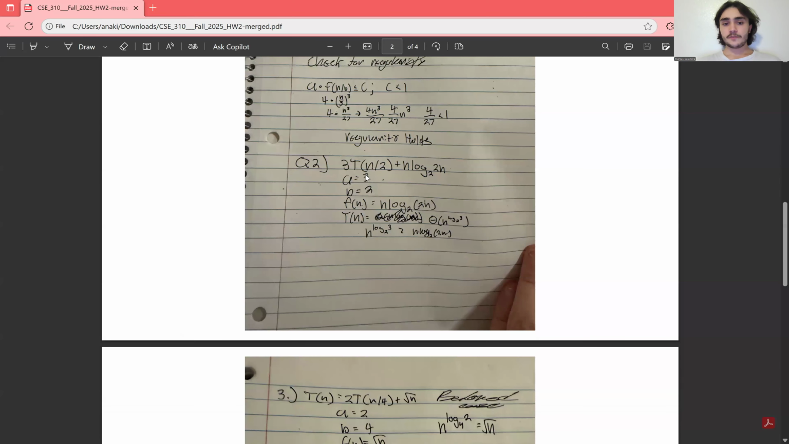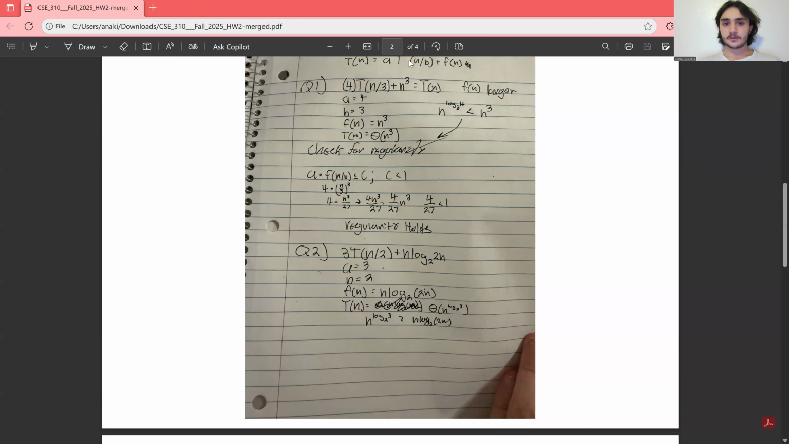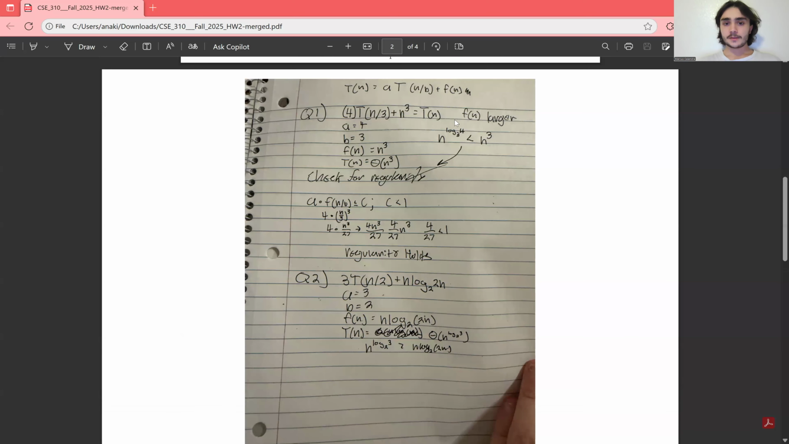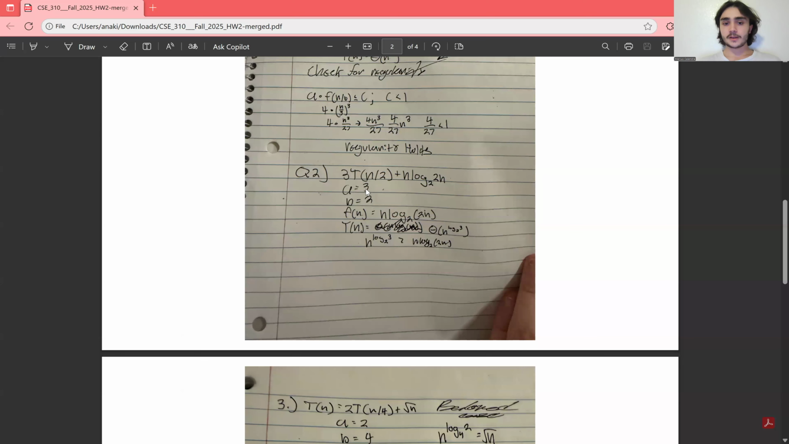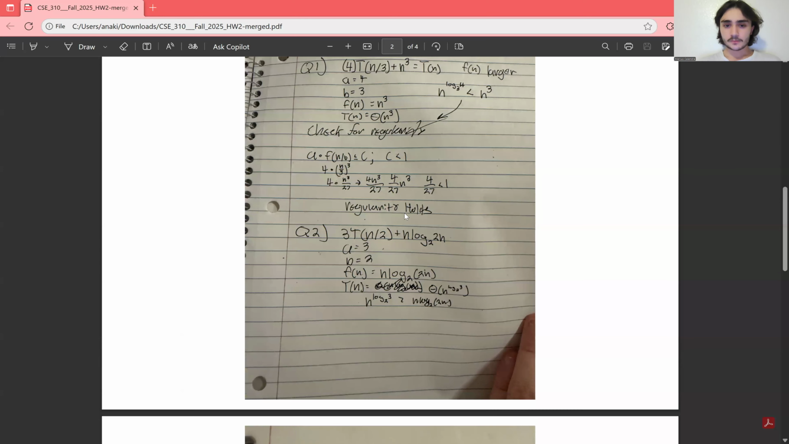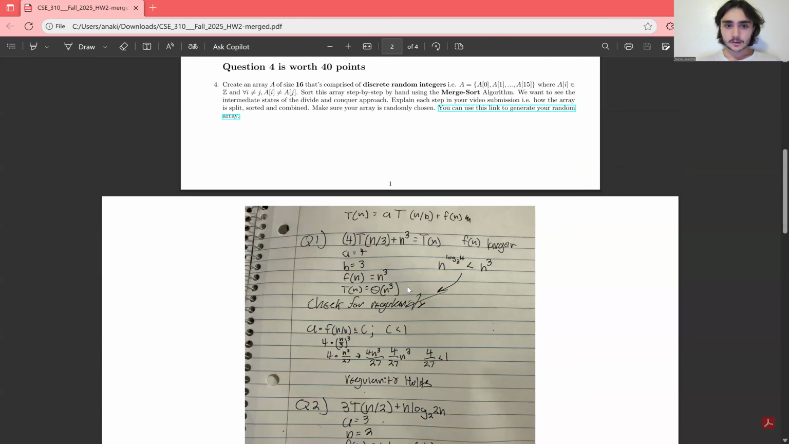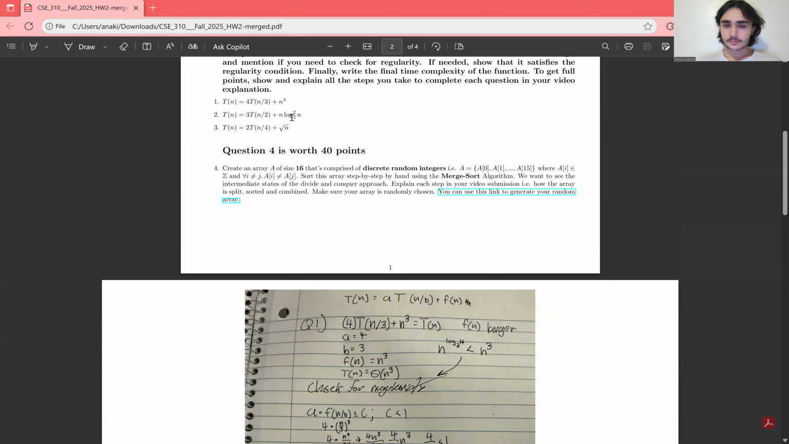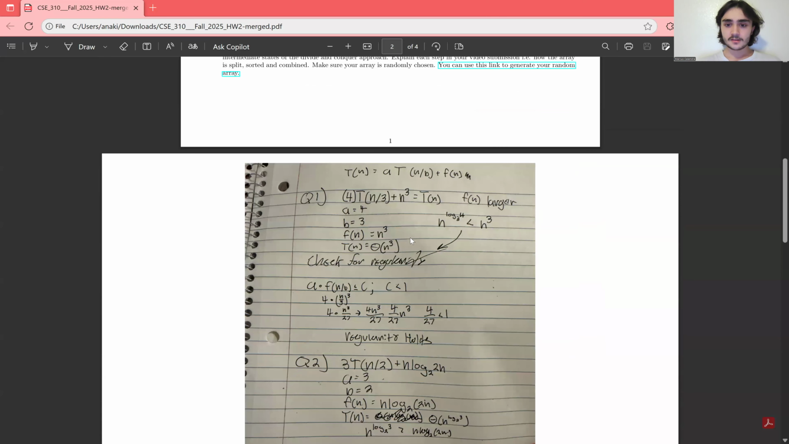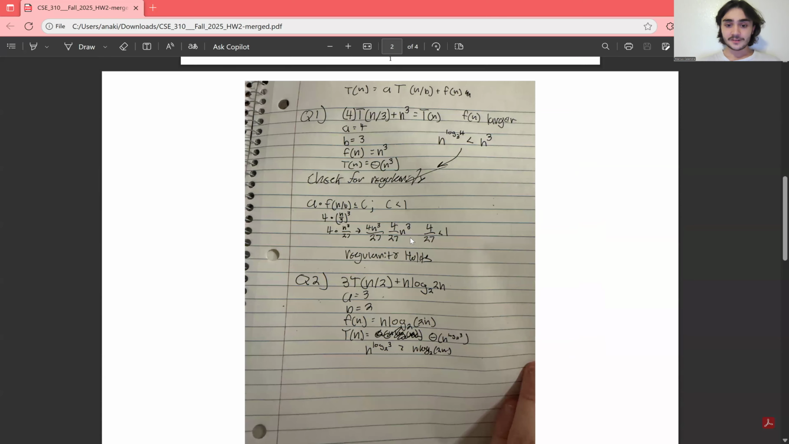So again, for question 2, we find a and we find b, according to the formula at the top. So we find a is 3, b is 2. f of n is n log base 2 of n, I believe. Yeah, I assume that's what that meant, hopefully.